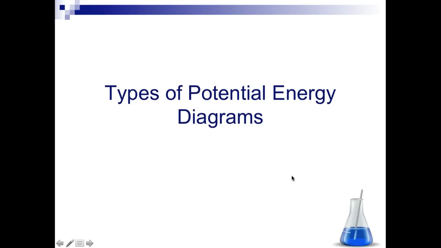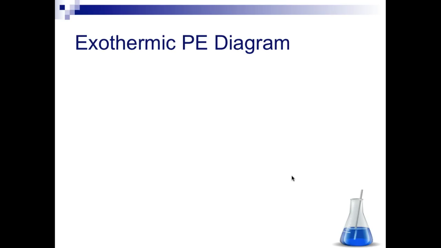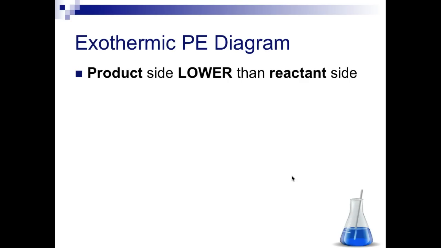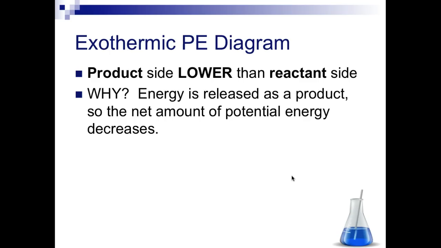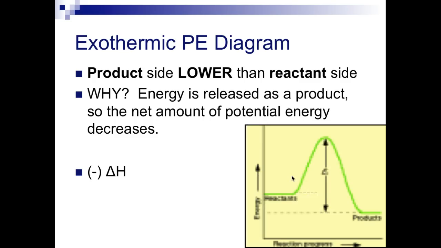So there's different types of potential energy diagrams. The first one is an exothermic potential energy diagram. That is when the product side is lower than the reactant side. The reason this happens is because energy is released as a product, so the net amount of potential energy is going to decrease. And so that means your delta H is going to be negative.